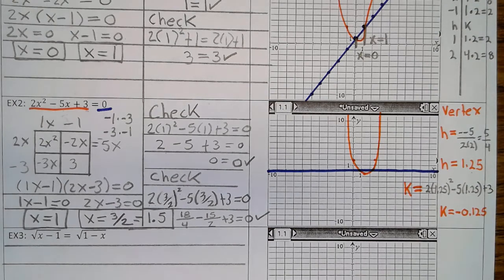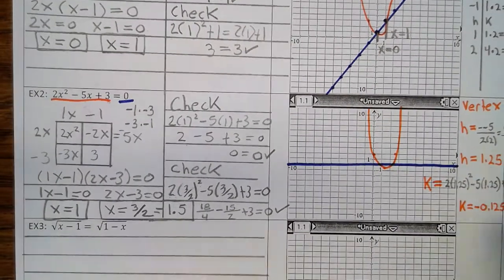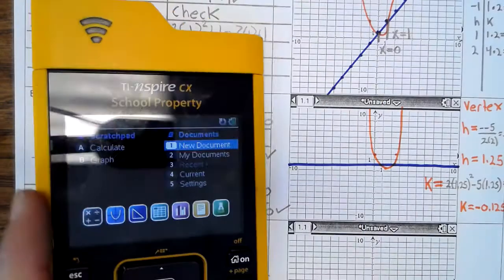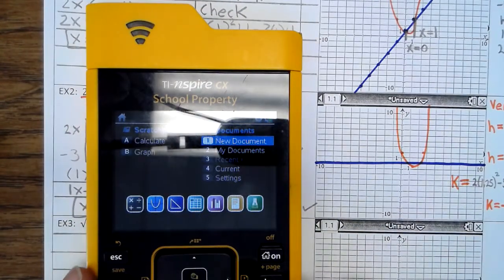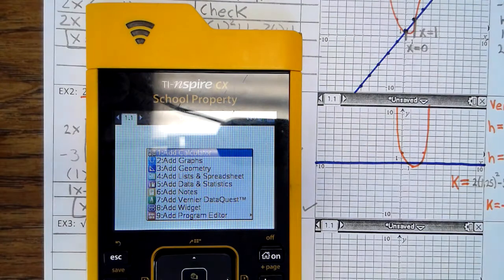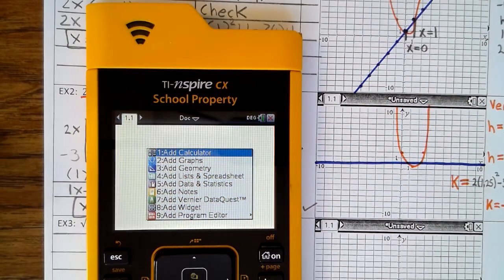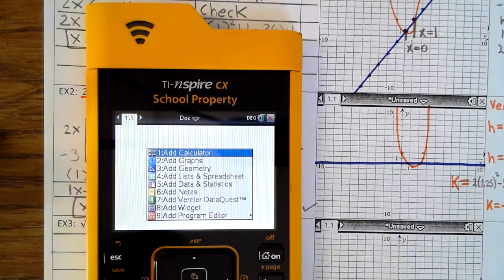Now, when a problem like that has decimals that you kind of have to approximate, what I recommend doing is actually using your calculator to verify that. Okay? So we're going to go to New Document, No. Sorry, there was a glare on the calculator. I had to go turn the light off.